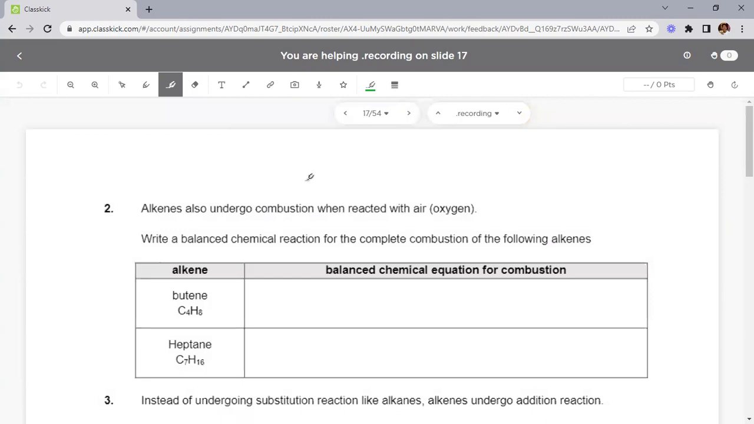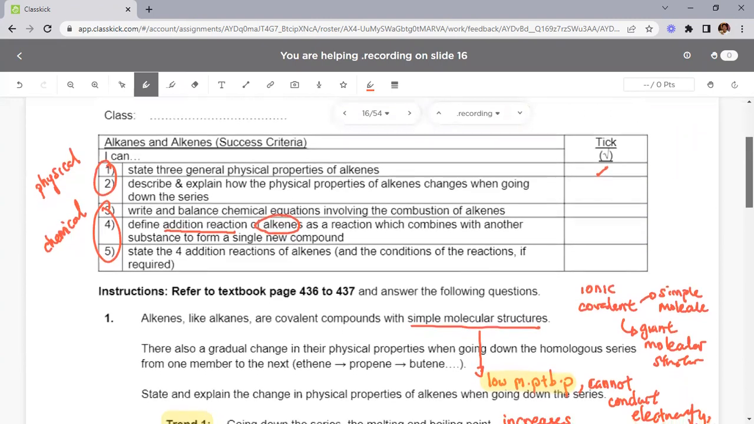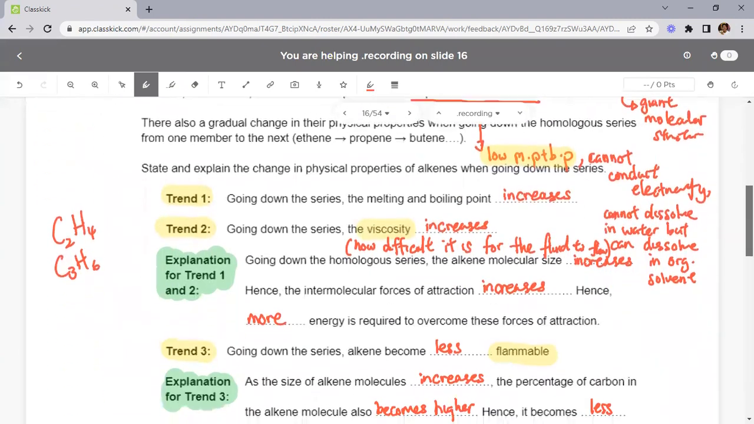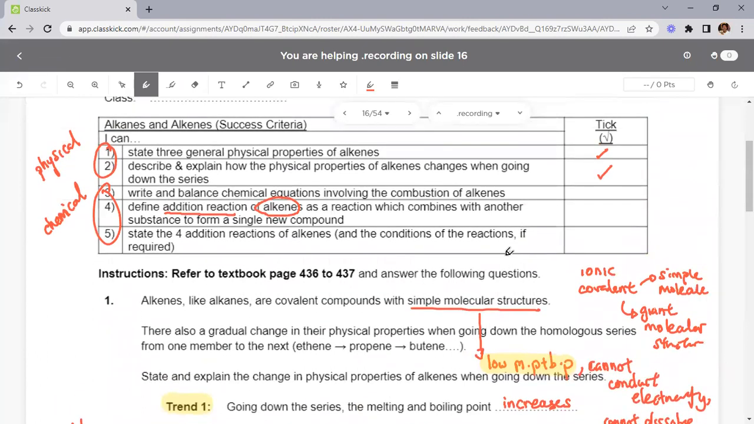Okay, so we are done with the physical properties part. So we can now do a tick for this. We will state the 3 general physical properties of alkenes, talking about the melting and boiling point, viscosity, and the flammability. And we also learn how to explain their physical property changes. So that's what we've gone through.